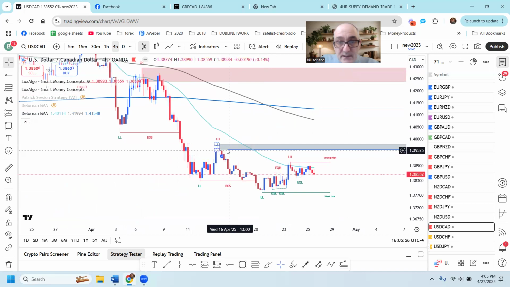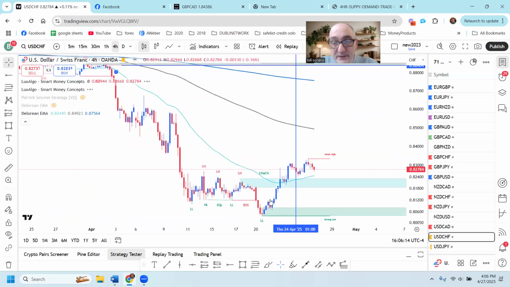And we have this demand zone, I'm sorry, supply zone right here. Supply zones are for sales, demand zones are for buys, right? So we have this supply zone right here. I do mix them up sometimes, guys. I'm sorry. We're waiting for price to come back to there.